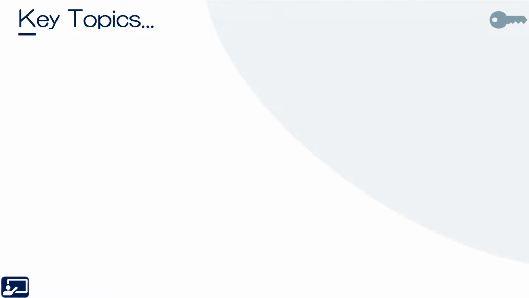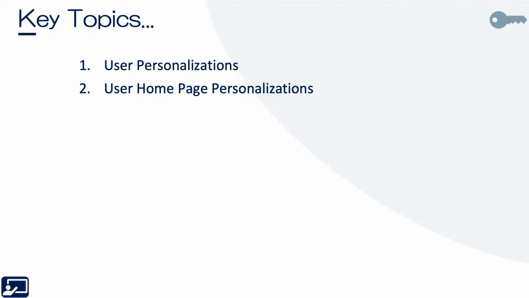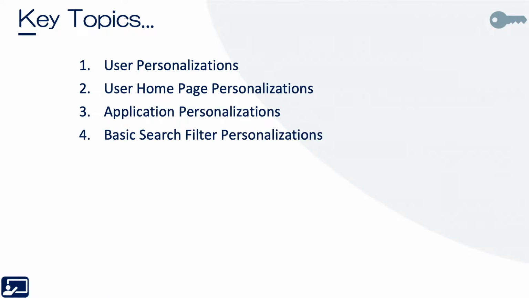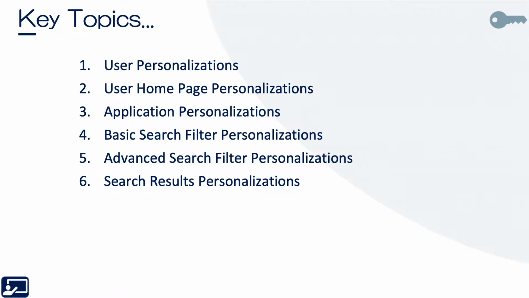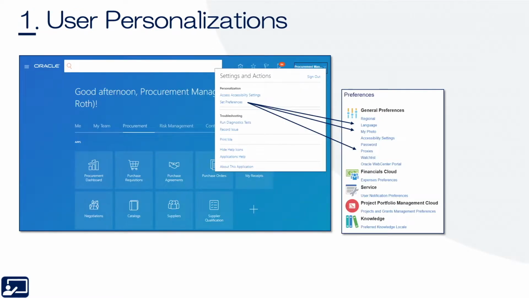Key topics in this presentation are as follows: user personalizations, user homepage personalizations, application personalizations, basic search filter personalizations, advanced search filter personalizations, search results personalizations, quick actions, and application icons. First up, user personalizations. As you can see, by opening the settings and actions menu on the upper right, you can set preferences that personalize your application.